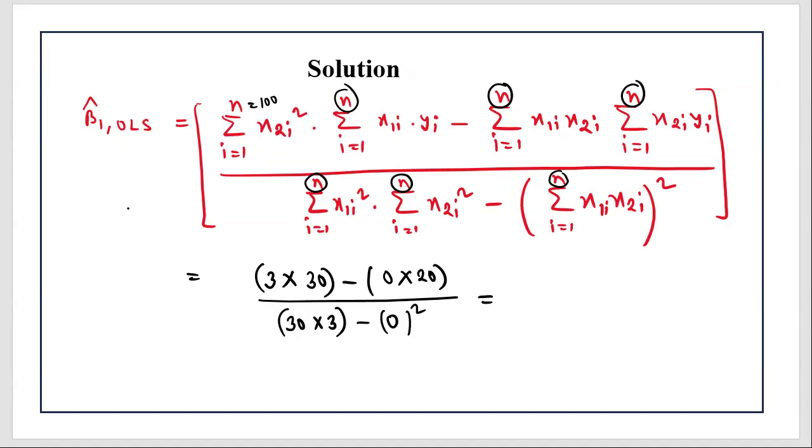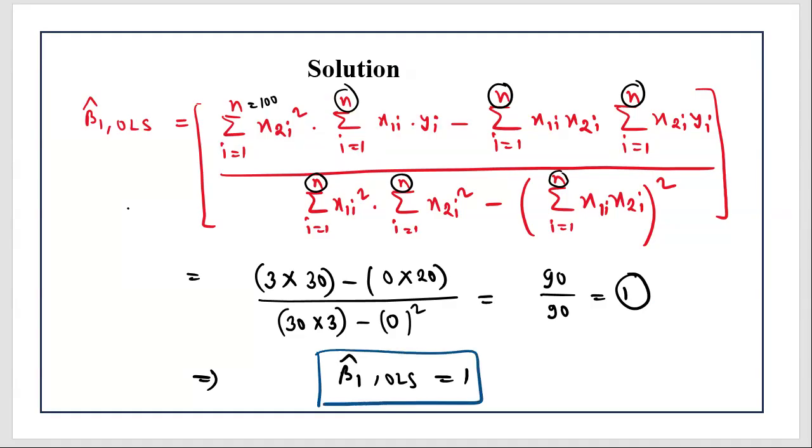So what will be the value? In the numerator, you have 90. In the denominator, you also have 90. So the value will come out to be 1. Right? So this is how you find out the beta 1 cap OLS in our particular model, right? This is the slope parameter corresponding to the explanatory variable x1.